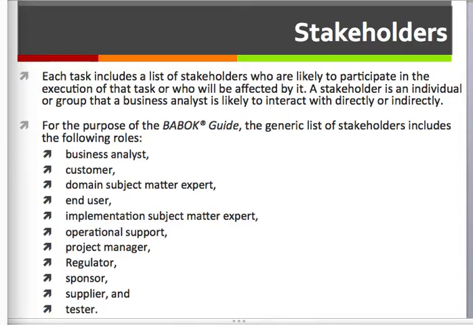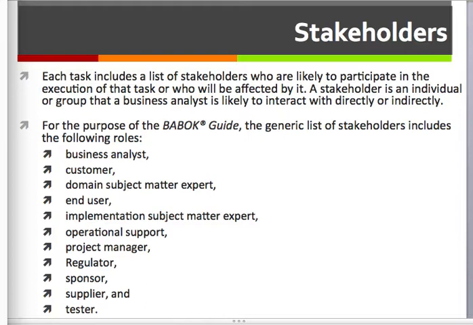In the previous section, we learned about the business analysis core concept model and key terms, and we also learned the requirement classification schema. So those are the three sections we covered under business analysis key concepts. Now we will be talking about the stakeholders. Each task includes a list of stakeholders who are likely to participate in execution of the task, or who will be affected by it.